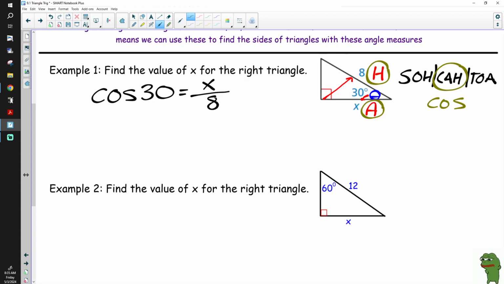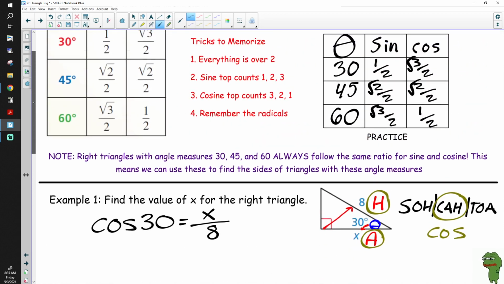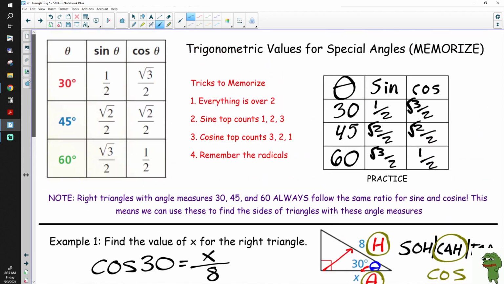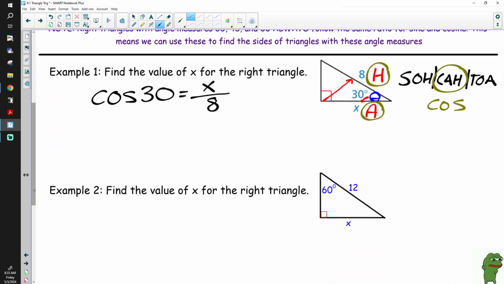So from here, we need to solve this. I need to figure out what cosine of 30 is, and this is where the table comes in handy. So I'm going to go up and look. Cosine of 30: if I go to cosine and go down to 30, it's the square root of 3 over 2. So I'm going to rewrite cosine of 30 as the square root of 3 over 2 equals x over 8.